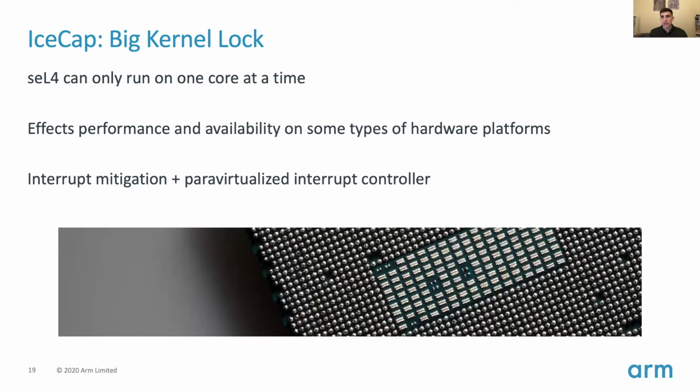Now's the time to address an elephant in the room. seL4 has one big kernel lock, meaning that the kernel itself can only be running on one core at a time. There's good reasons for this decision, but it means that scaling an seL4-based system across loosely coupled cores is not straightforward. The questions are for what range of hardware platforms the big kernel lock affects performance and availability for IceCap, and whether clustering would allow us to break into that upper range.